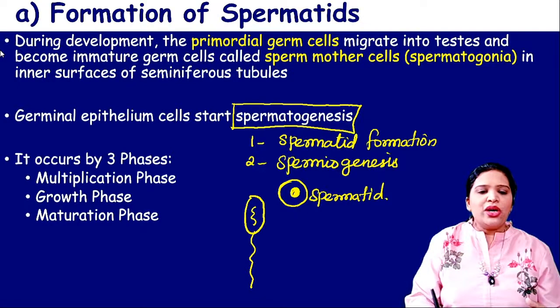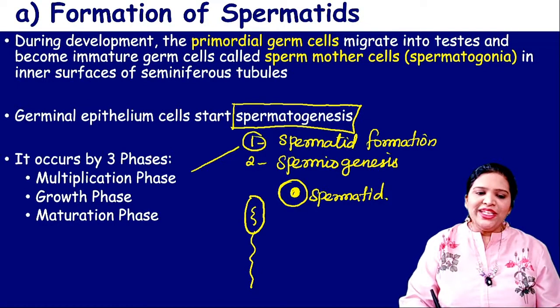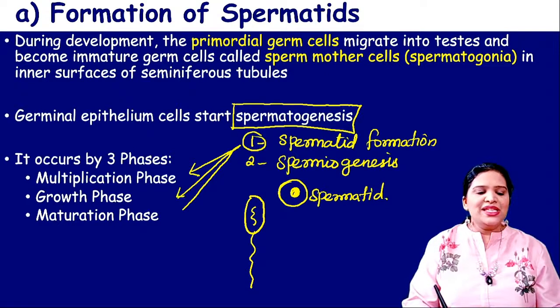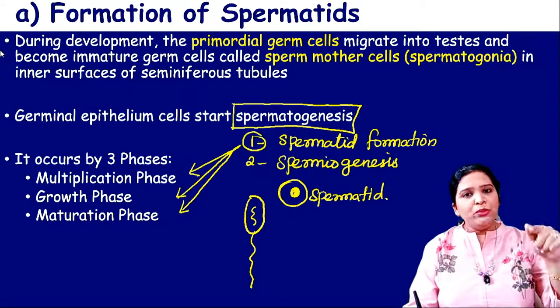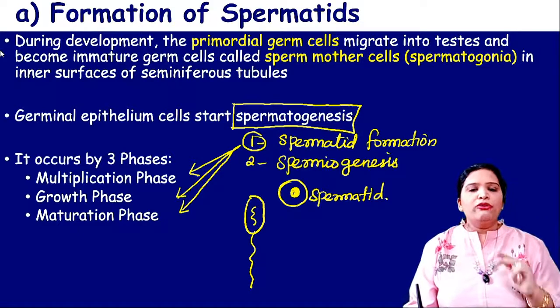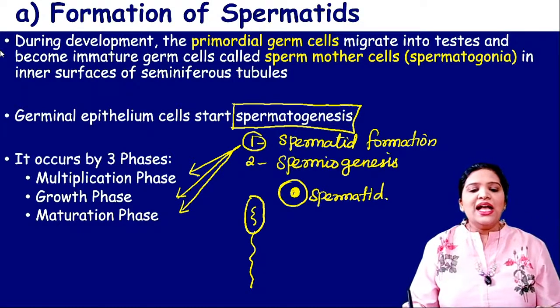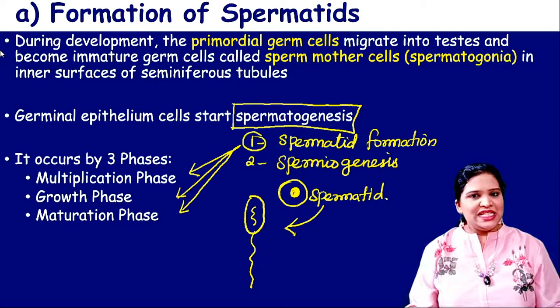Those steps are called spermatid formation, right? It includes three phases: multiplication phase, growth phase, and maturation phase. Understand? So it starts from primordial germ cells and ends in spermatid formation, followed by a second stage called spermiogenesis, where the spermatid is converted into active sperms. These are the steps we are going to study in detail now.